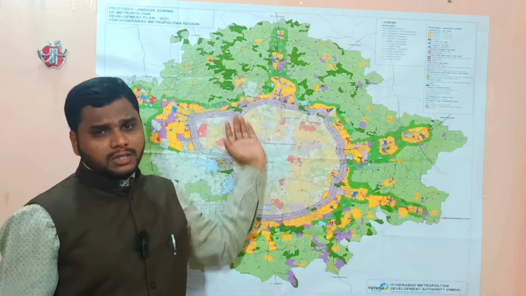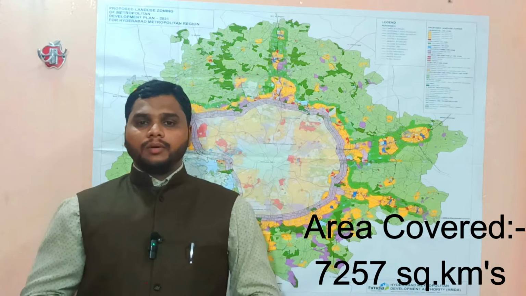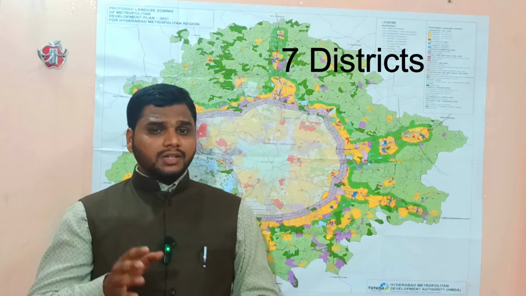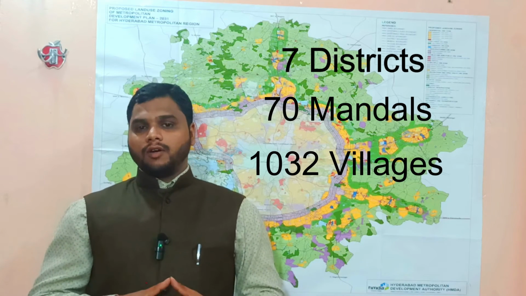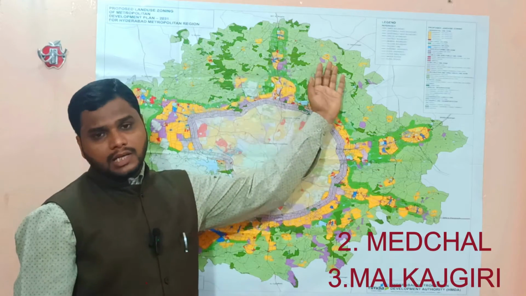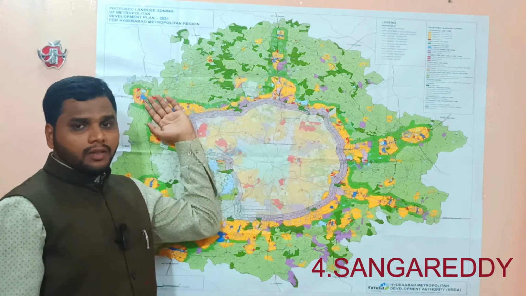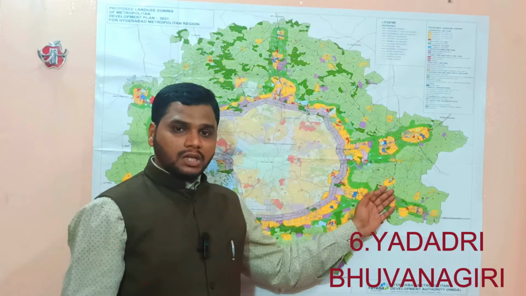Okay, let us now discuss our HMDA master plan. This is our HMDA Master Plan 2031. The area covered under this master plan is around 7,257 square kilometers. It consists of 7 districts, under which 70 mandals and 1032 villages are involved. The 7 districts are Hyderabad in the middle, Medchal-Malkajgiri in the north, Sangareddy in the west, Rangareddy in the south, Yadadri Bhuvanagiri in the east, and Siddipet in the northeast.